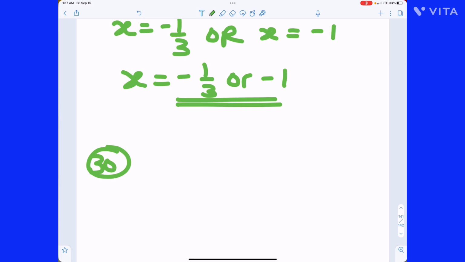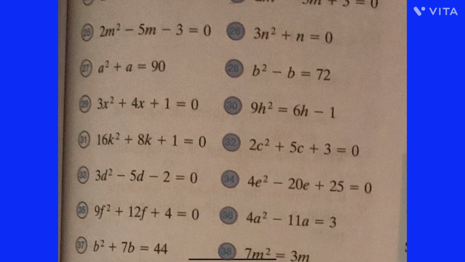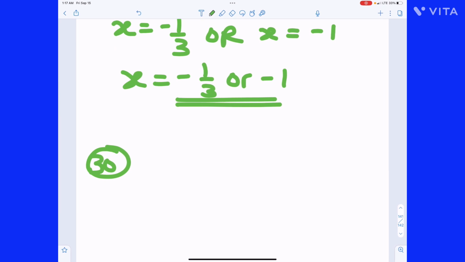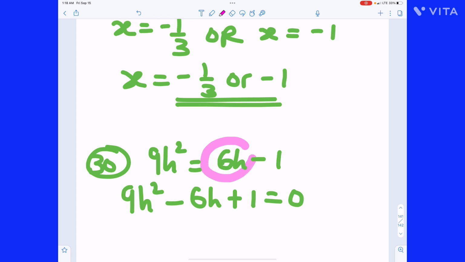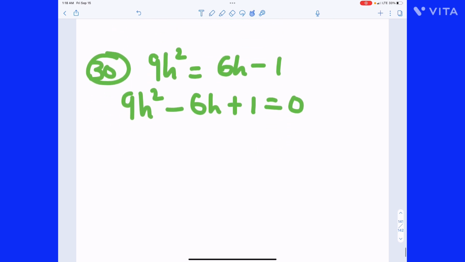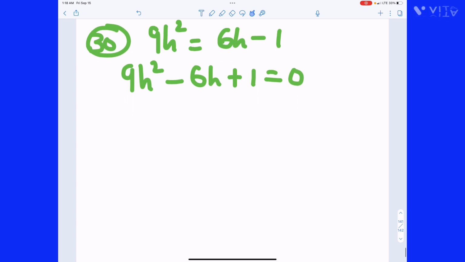Number 30 now. Question 30 says 9h squared is equal to 6h minus 1. I need to rearrange. This is 9h squared minus 6h plus 1 is 0. I hope you understand. This is plus 6h. If you bring it to the left, it will become minus 6h. This is minus 1. If you bring it to the left, it becomes plus 1. So 9h squared minus 6h plus 1 is equal to 0.